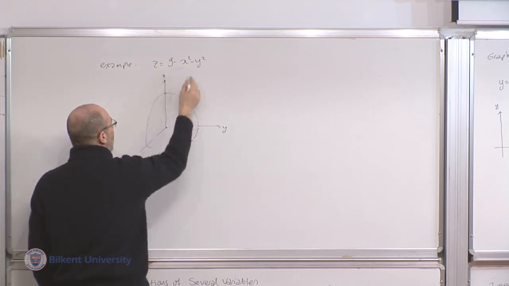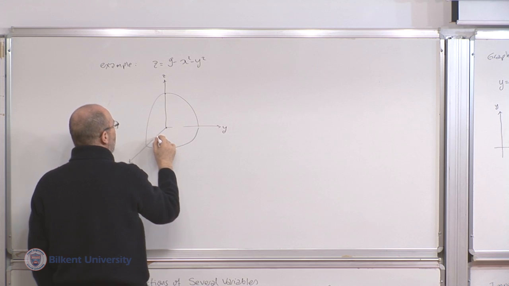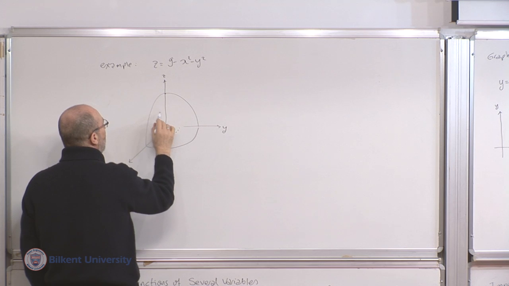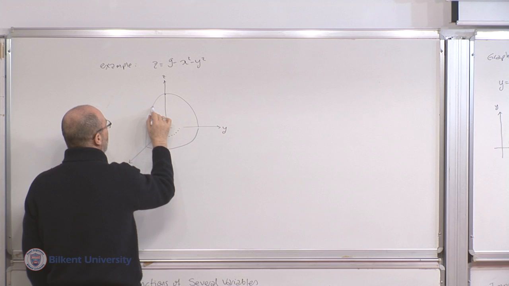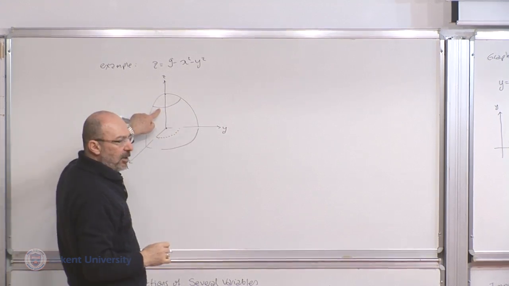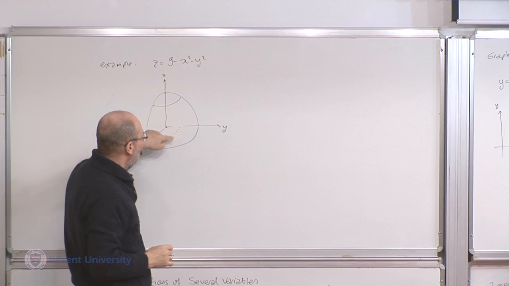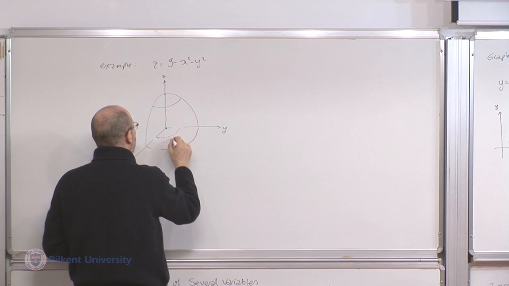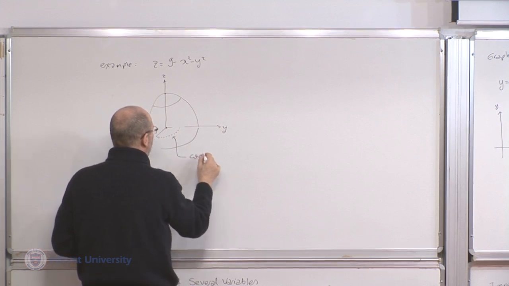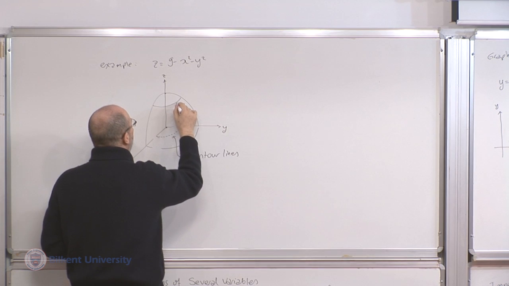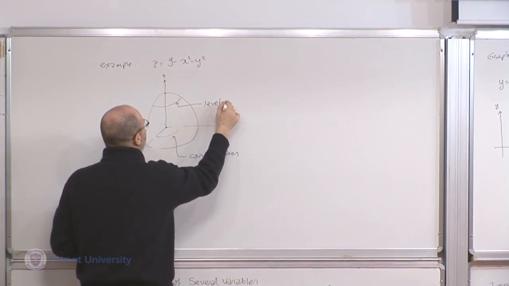Now, when x squared plus y squared is fixed, I have a circle here. And on this circle, z is the same. Okay, so on top of this, so maybe it's here. The value of z is the same. x, y changes, but z doesn't change. So we have names for these things. These are called contour lines. And these are called level curves.